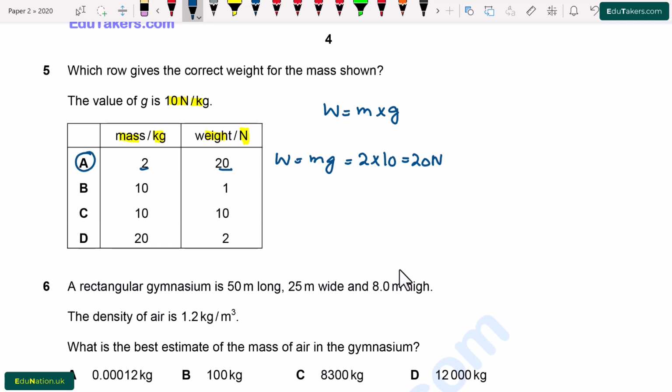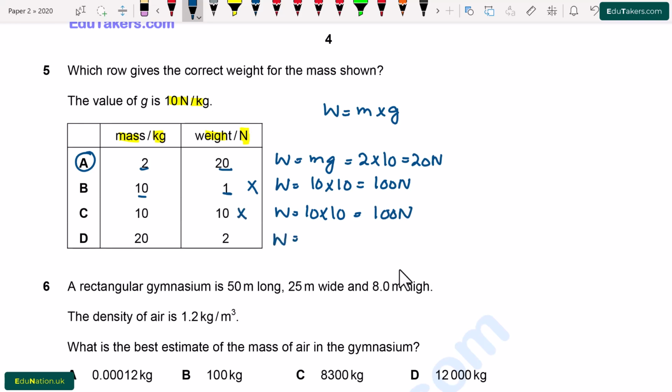We also check the other ones. For B, weight will be equal to mass 10 multiplied by the value of g, 10. So it will be 100 Newton, which is incorrect. Here it is given 1. For C, weight will be equal to 10 multiplied by 10, which will be 100 again. It is given 10, that's why it is incorrect.